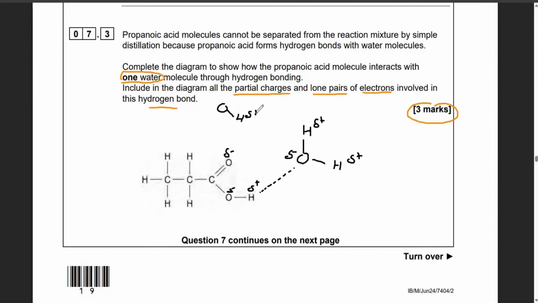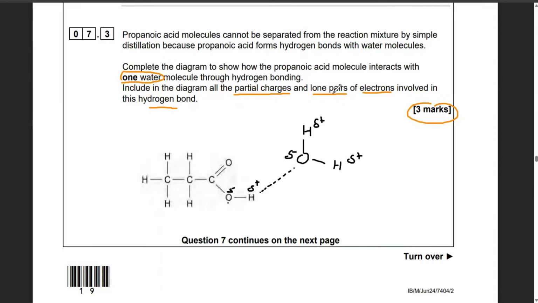And if I wanted, I could show another water molecule between the delta positive hydrogen and the delta negative O on the carbonyl group, or between the delta negative O on the alcohol group. But they asked for just one water molecule. So I'm going with the water molecule that's bonding to the OH on the carboxylic acid functional group. They specifically said one water molecule. Now, what have I missed out? I've missed out the lone pair of electrons.